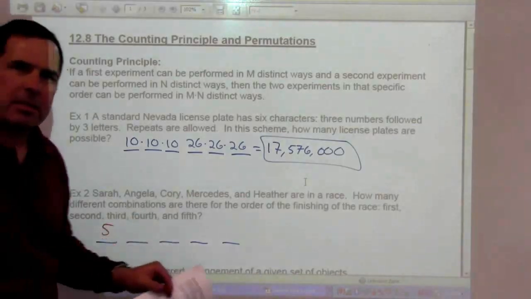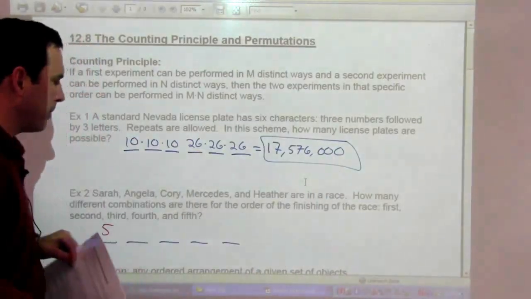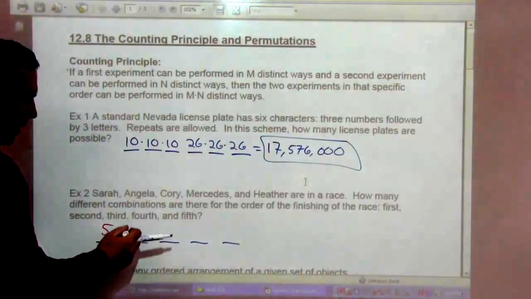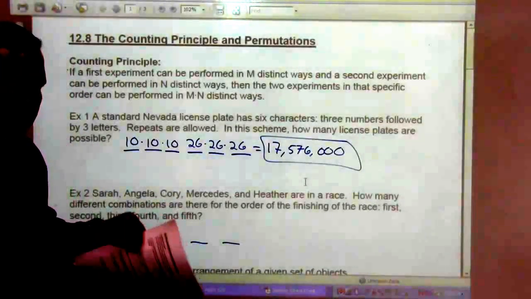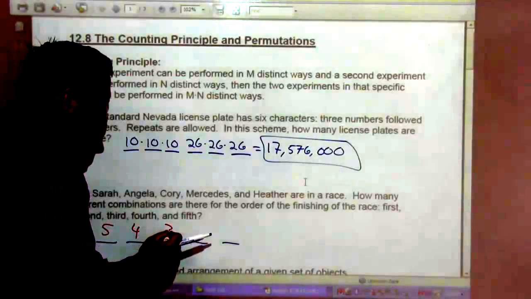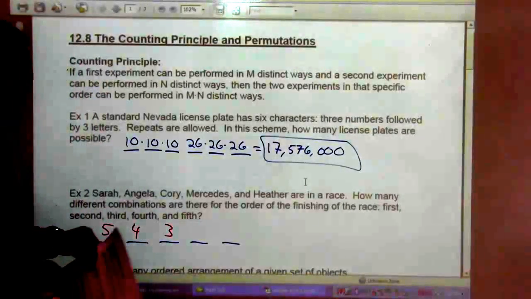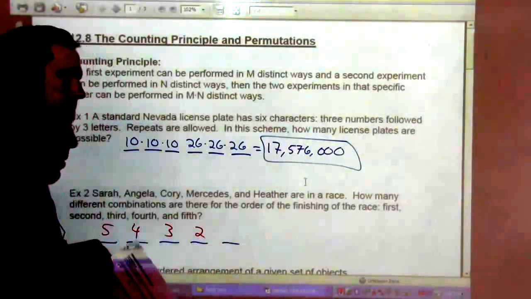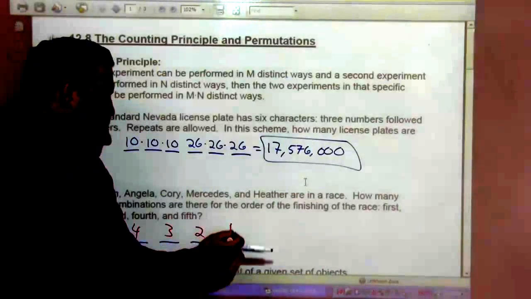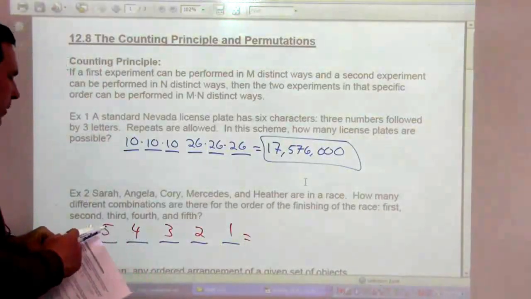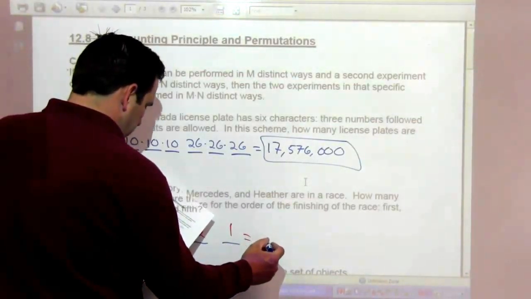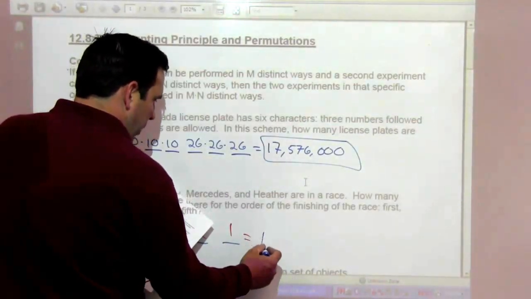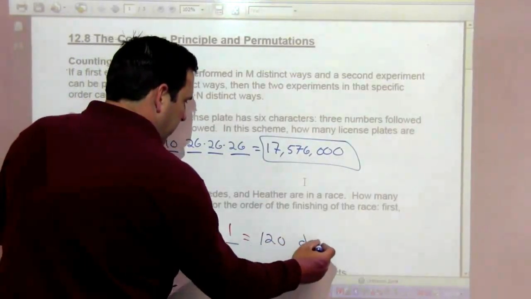Now, the first place is taken. First person crosses the finish line. How many people are left for second place? There are 4 left. Okay, the first 2 slots are gone. You still have 3 people in the race. Any one of the 3 could win third place. 2 people left. Any of the 2 can get 4th place, and only one person can get the 5th place. Then if you multiply that out, you end up with 120 different arrangements.